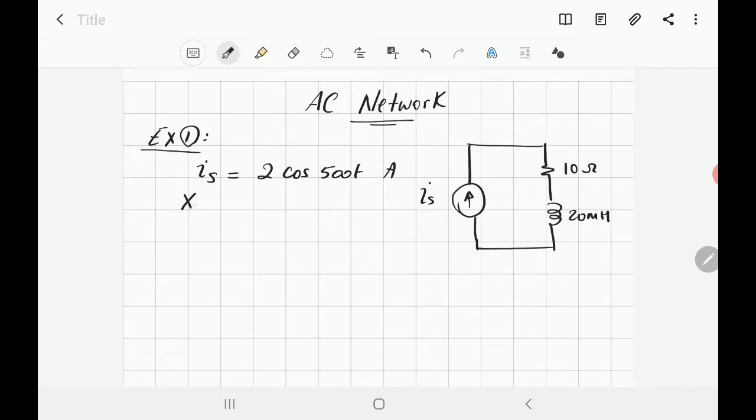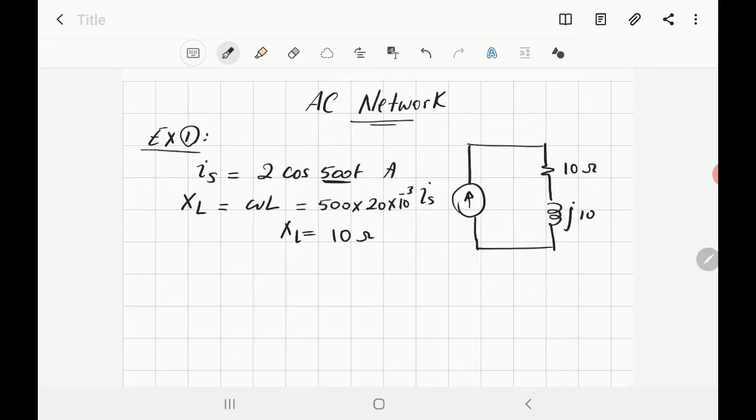The reactance of the inductor XL is equal to omega L. Omega is given in the equation, because it's 2 cosine omega t, so omega is equal to 500. So I'll say 500 times the L, which is 20 millihenry. So it will be equal to 10 ohm. So that's the XL. Now we replace the value of L by XL, and it will be positive J, so it will be J10. So now the problem is much easier.